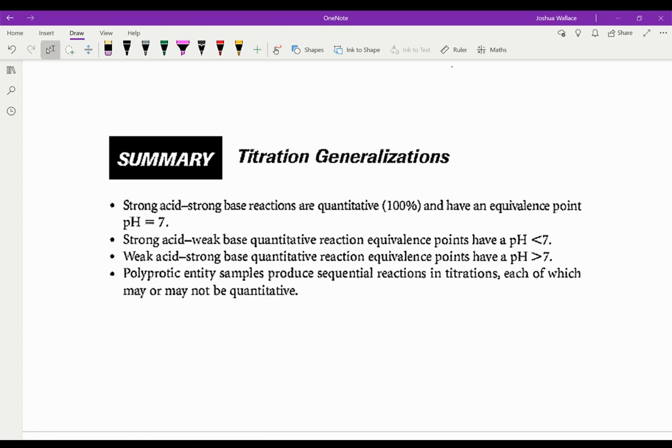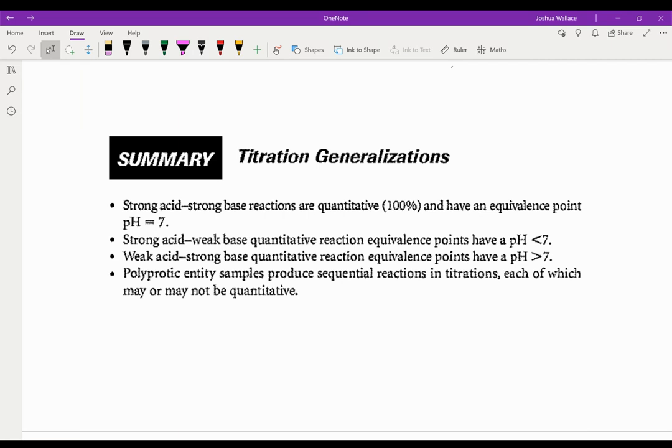So in summary, we have some titration generalizations. Strong acid, strong base reactions are quantitative, 100%, and have an equivalence point at a pH of 7. Strong acid, weak base quantitative reaction equivalence points have a pH below 7. Weak acid, strong base quantitative reaction equivalence points have a pH greater than 7. And polyprotic analytes produce sequential reactions in titration, each of which may or may not be quantitative.